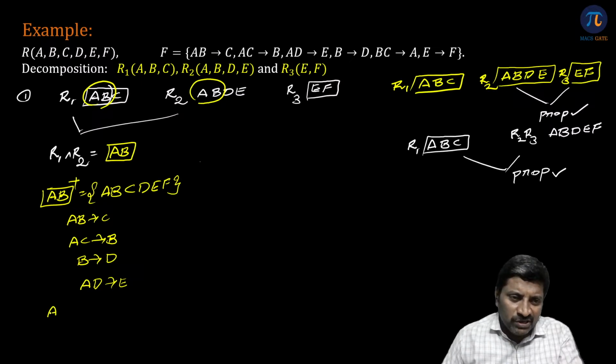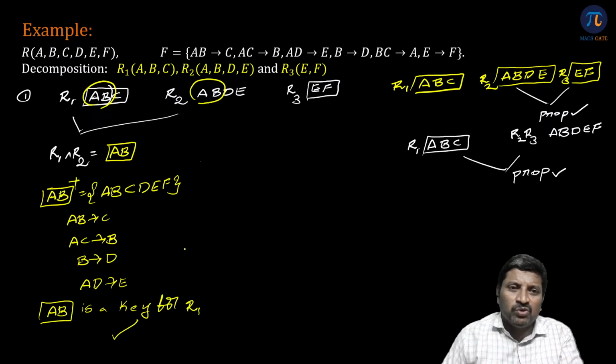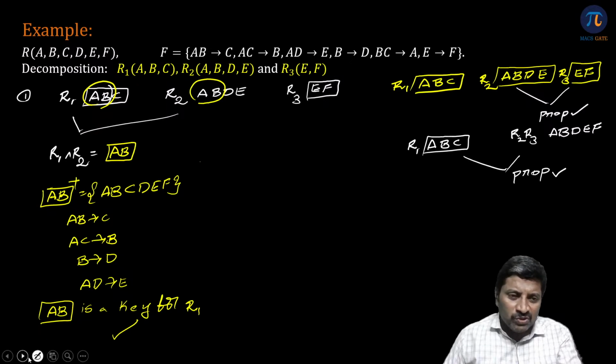So what can you conclude, sir? AB is a key for R1 or R2. You can write any one, sir. So the property holds. Since the property holds, what is the second step, sir?